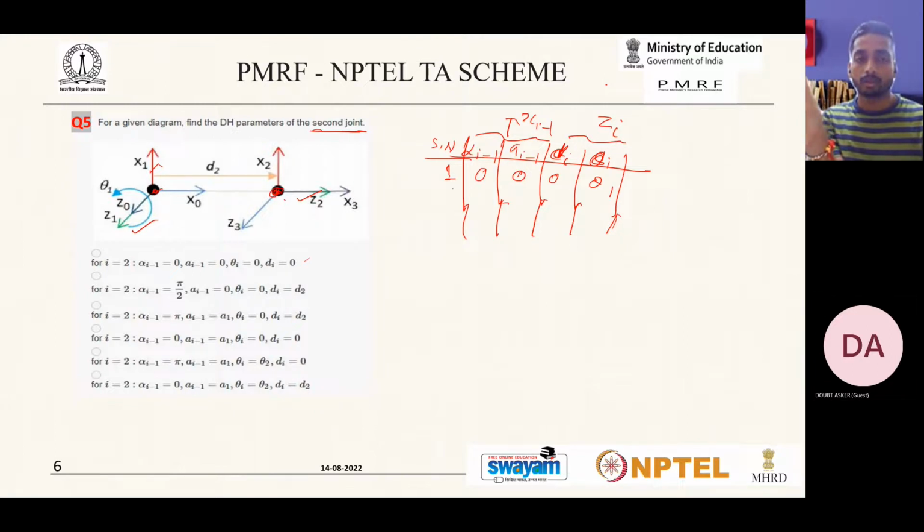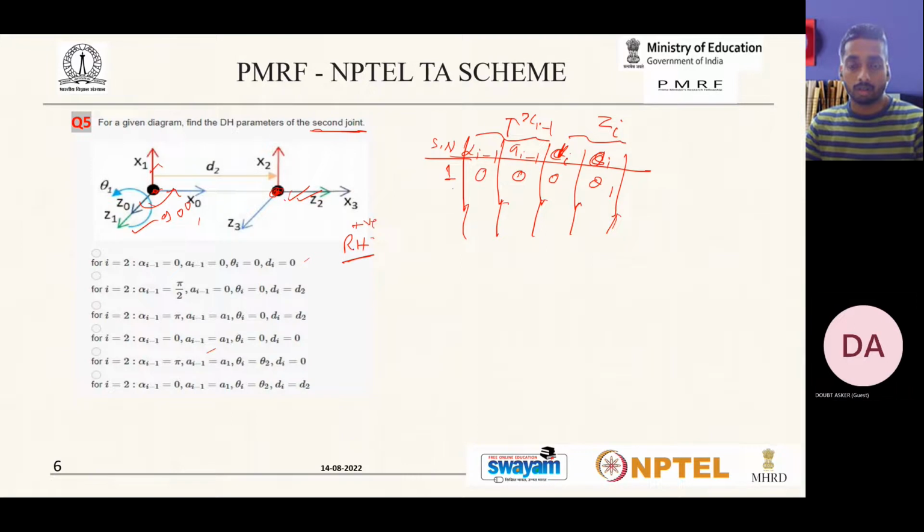So if you put your thumb upward and Z1 is facing my side, if you curl, we know that we have to move 90 degrees to make this Z1 parallel to Z2. So we know that for the DH parameter, we take this right hand thumb rule as positive or conventional. So here it will be 90 degrees.